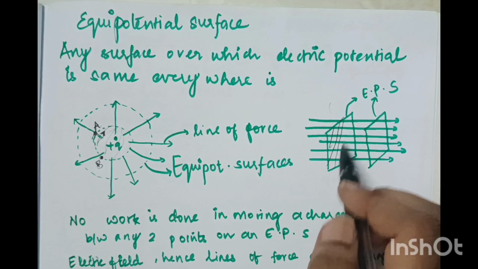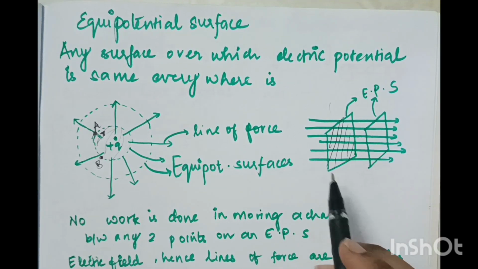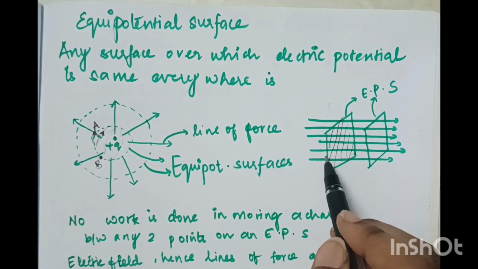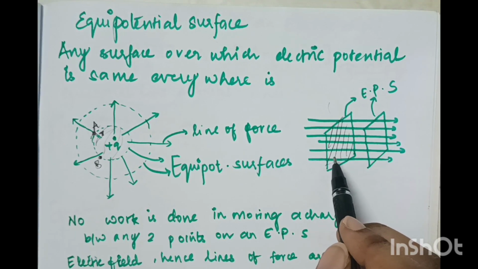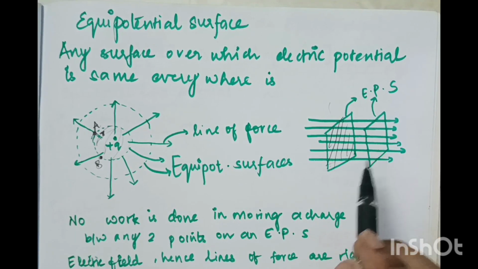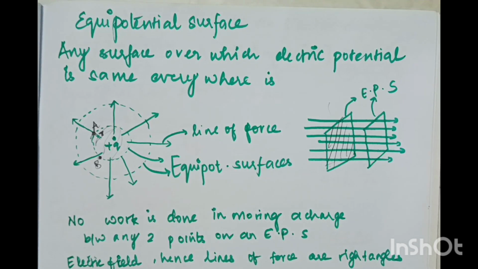This surface is actually perpendicular to the field. At this point the electric potential is same, so this can be taken as an equipotential surface. Similarly this can be taken as an equipotential surface.